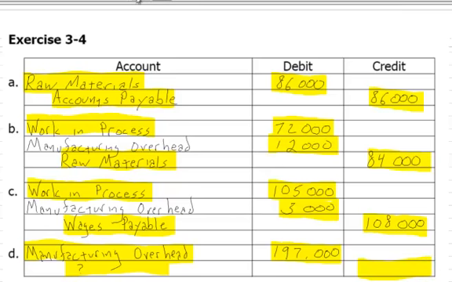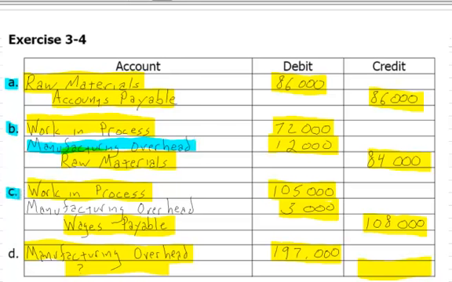In review, if you take a look at these transactions, in transaction A, we received raw materials and we owe for them. In transaction B, we took those raw materials out of our storeroom and some of them went to work in process. The rest of them were indirect materials, and by definition, indirect materials go to manufacturing overhead.